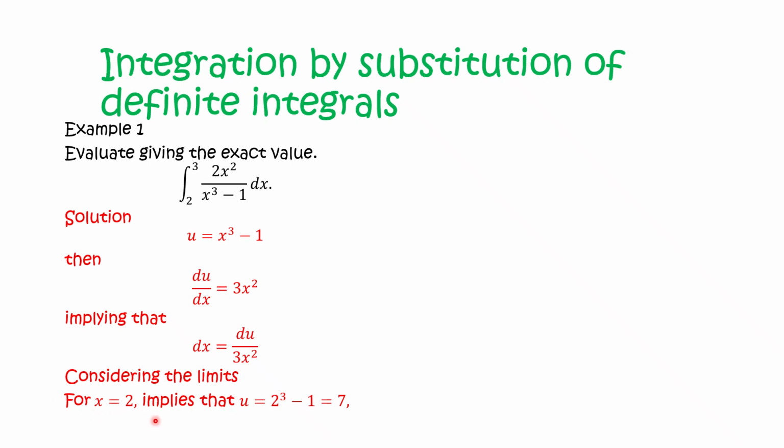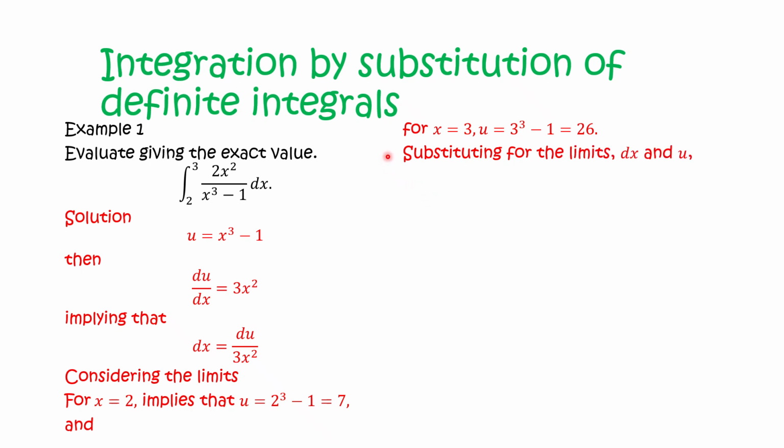So for x is equal to 2, which is the lower limit, this implies that our u will be given by 2. Remember, we are saying that where we have x, we substitute with the 2. So 2 to the power 3 minus 1 would give us a 7. We do the same for the upper limit, which is x is equal to 3. So the u value for that x would be 3 to the power 3 minus 1 is equal to 26. So that will be our new limits.